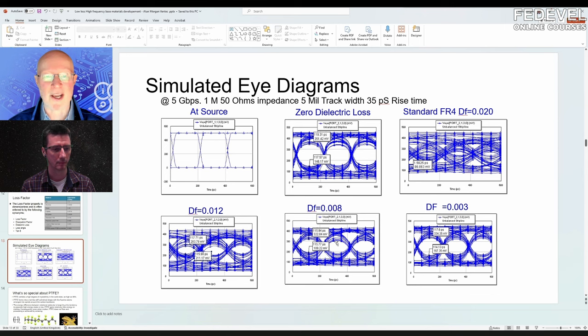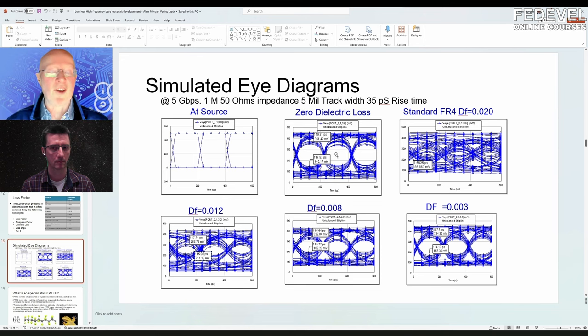So there is some discrimination. You can say these are ones and these are zeros, and we have a bit of a gap. If you go to 0.003, which is pretty much as good as it can get, slightly better, but that kind of range, then you get back pretty much to a window the same as zero dielectric loss. So the way to mitigate this issue of the loss and the signal integrity is to use a better material which has a lower dissipation factor.